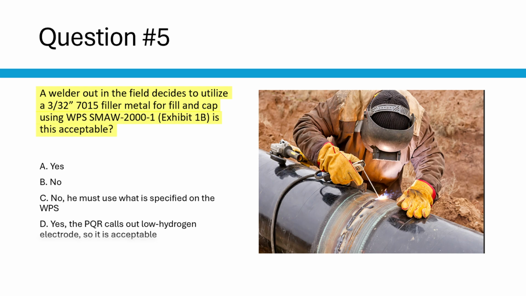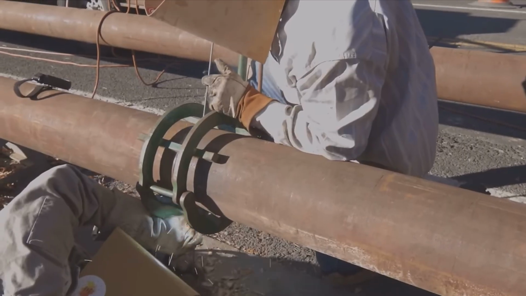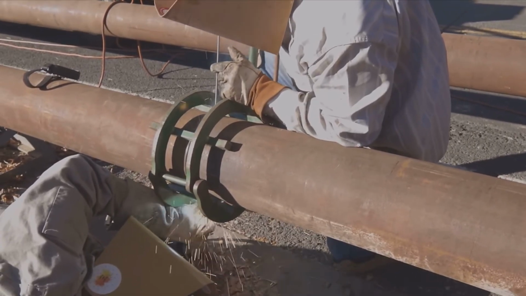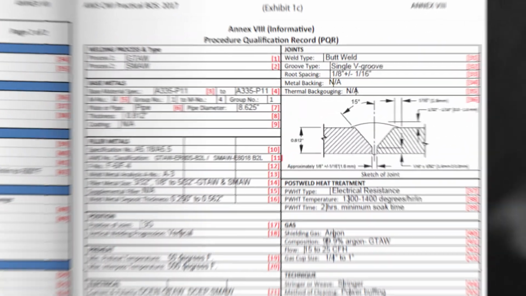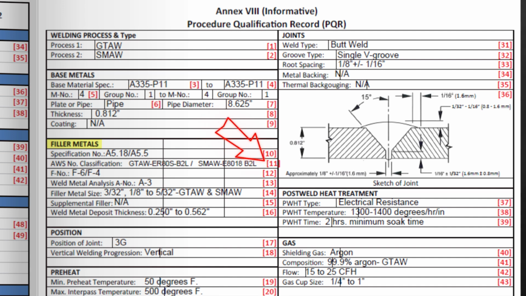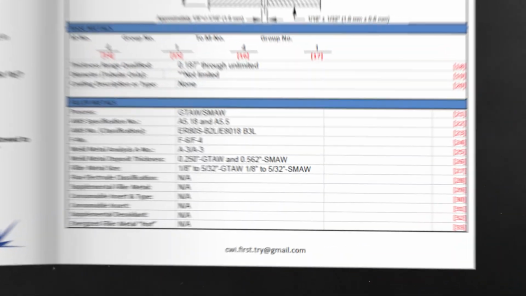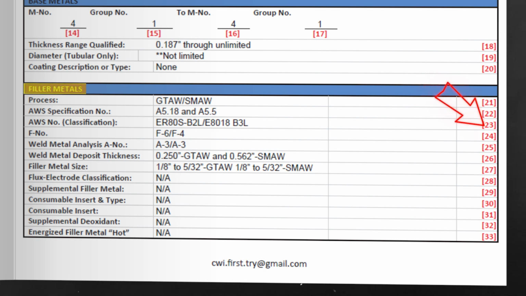Okay, so for this question here, from what I read, the welder is out in the field and there's no information leading me to know that a procedure is needing to be qualified. So let's go ahead and take a look at the PQR and see what electrode was used during qualification. So on the PQR under filler metals, row 11, it looks like it was qualified using an 8018 electrode. So let's go ahead and take a look at the WPS and see what's allowed during production. So on the WPS under filler metals, row 23, check out the AWS number classification. It also calls out 8018.